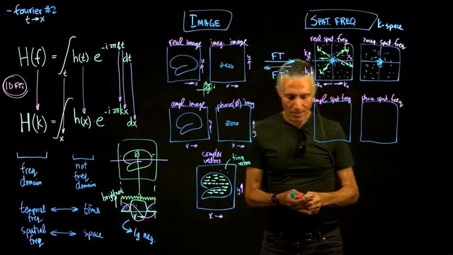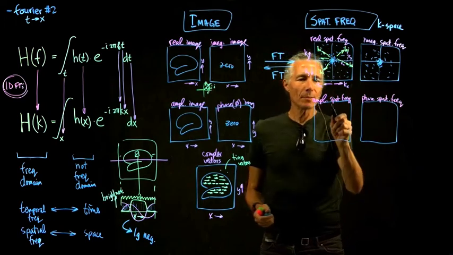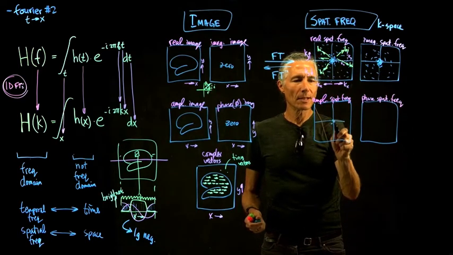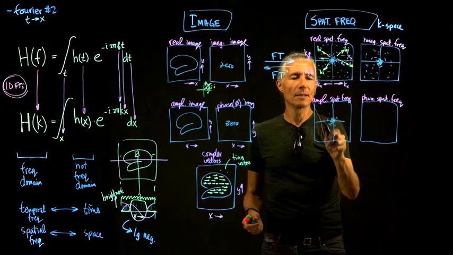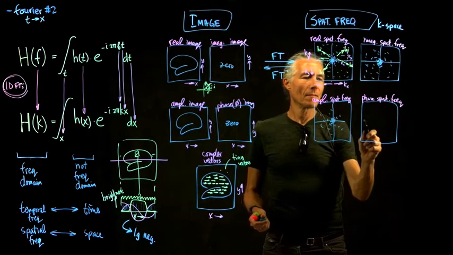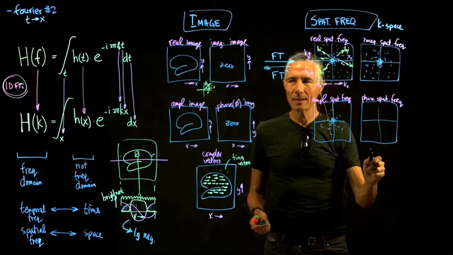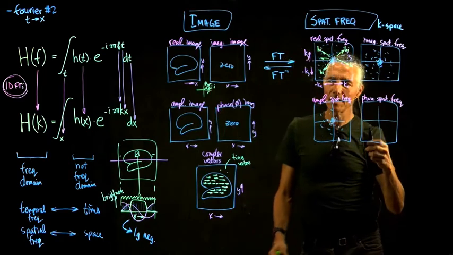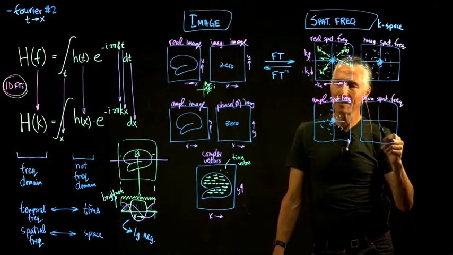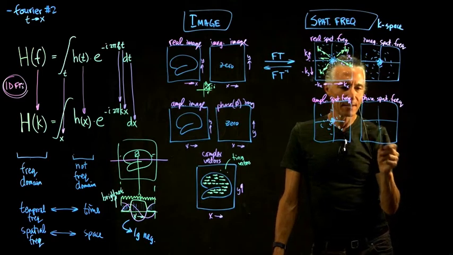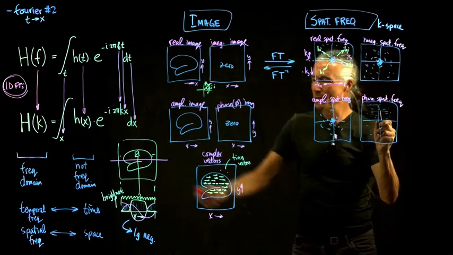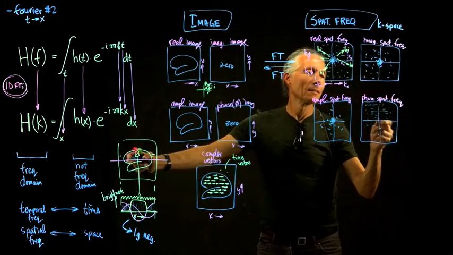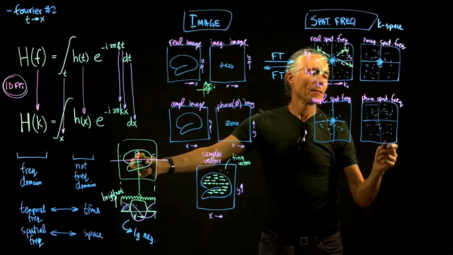And what does that look like? Well, the amplitude of the spatial frequency looks just like either the real or the imaginary spatial frequency. But the phase of the spatial frequency is the phase angle, and that's going to vary between 0 and 360. And that just looks like a complete random picture. It just has to do with exactly where stuff is.